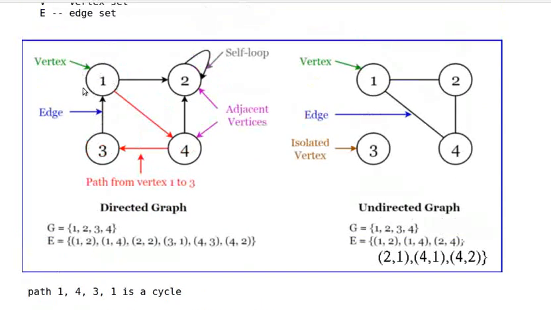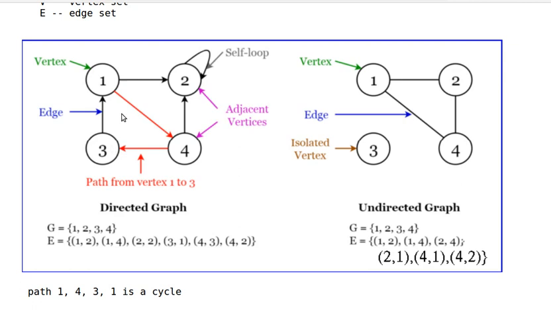This is a directed graph. We use an arrow instead of a line to represent an edge. In this graph, the vertex set has vertices 1, 2, 3, and 4. The edge set has edges (1,2), (1,4), (2,2), (3,1), (4,3), and (4,2). The red arrows show a path from 1 to 3, the path 1, 4, 3.